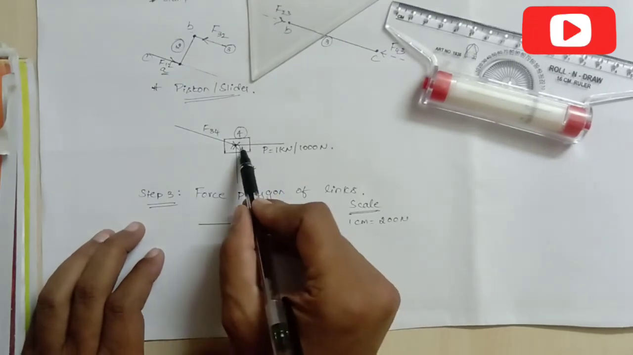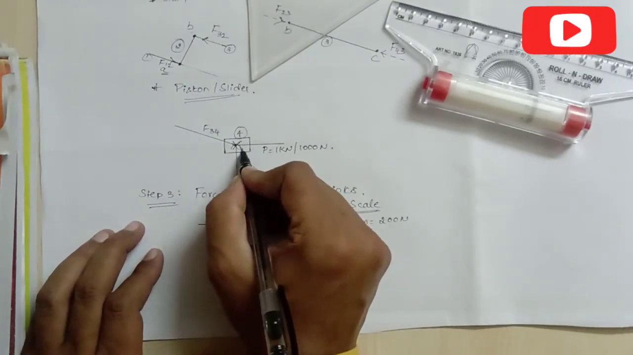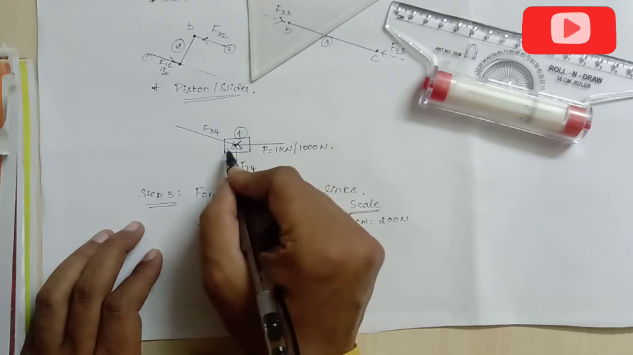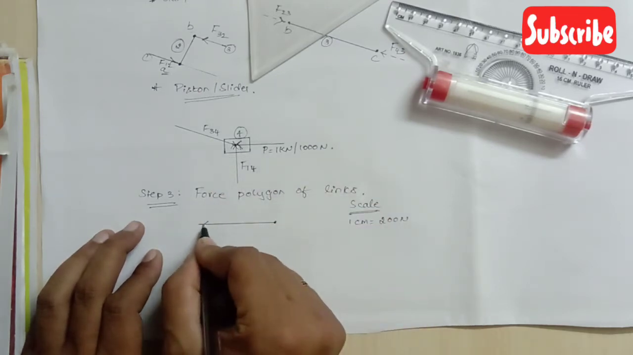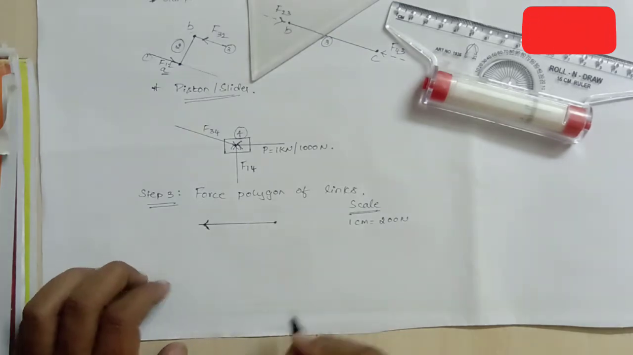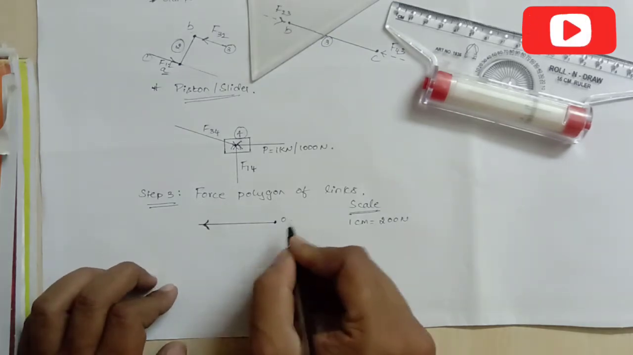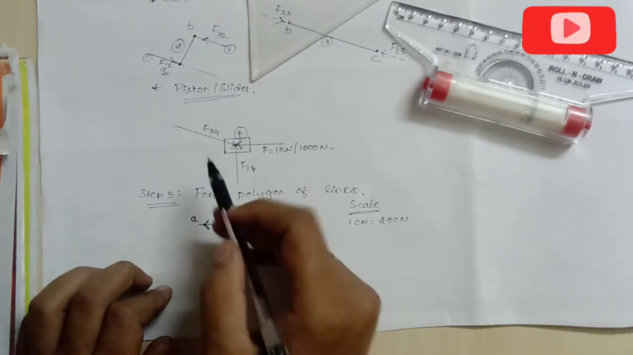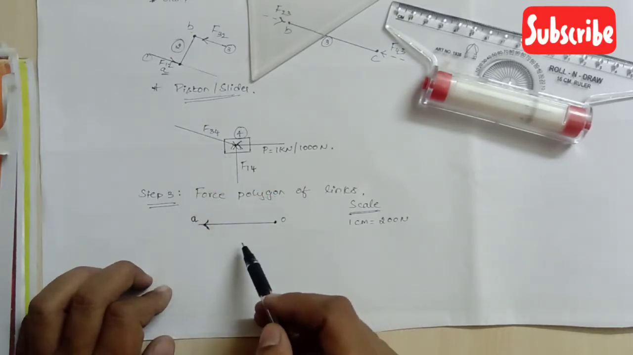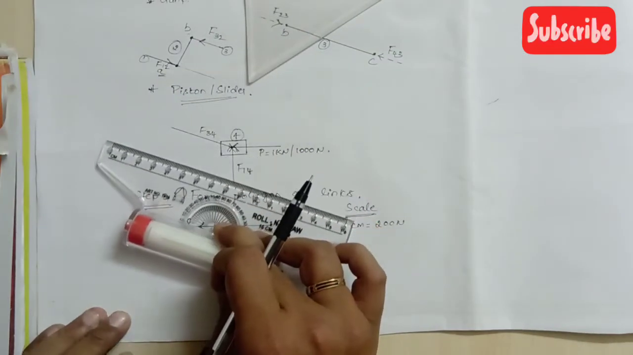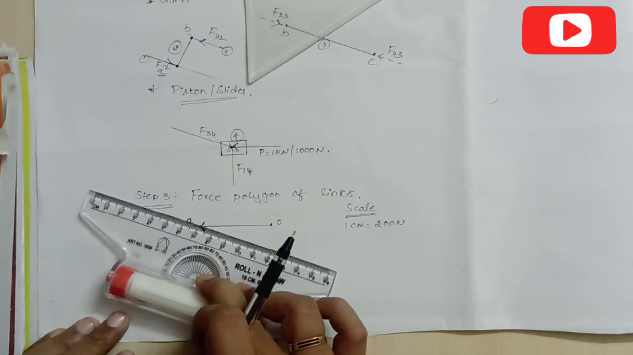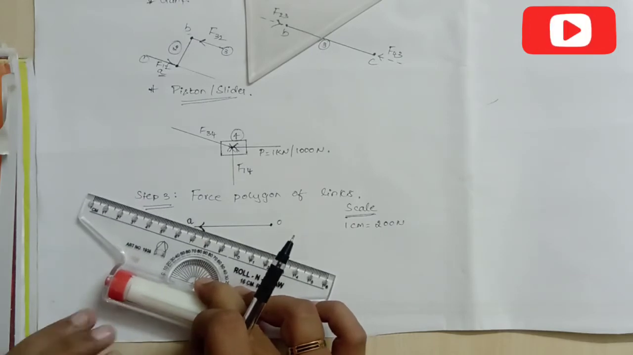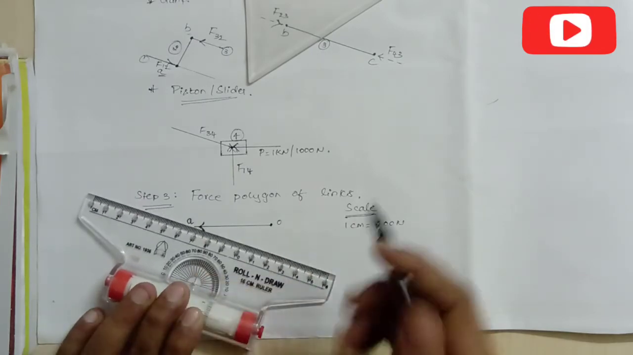Now from this free body diagram, our force P is equal to 1 kilonewton, moving towards the left direction. So this direction should also move in the left direction here. Okay. Now I will be taking this point as O and this point as A here. Next, I need to represent this F34 on this force polygon of the slider. I will be taking this roller and dragging it in the downward direction till it touches the starting point of my line segment OA.